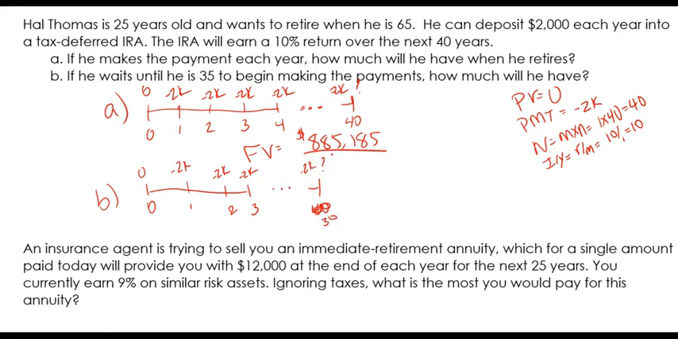We want to know how much will he have at the end of the 30th year. So present value is still 0. Our payment is still a negative $2,000. N has changed though. It's now 30 years. But we're still earning 10% on our investment. So when we solve for future value, I got $328,988.